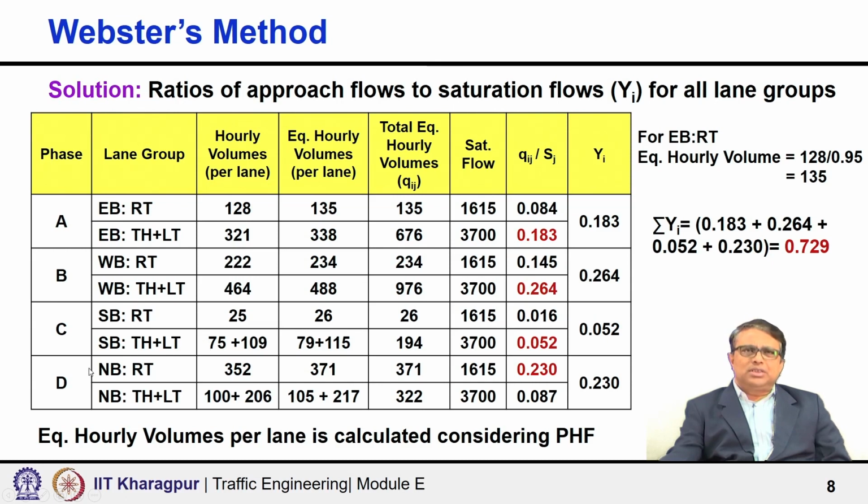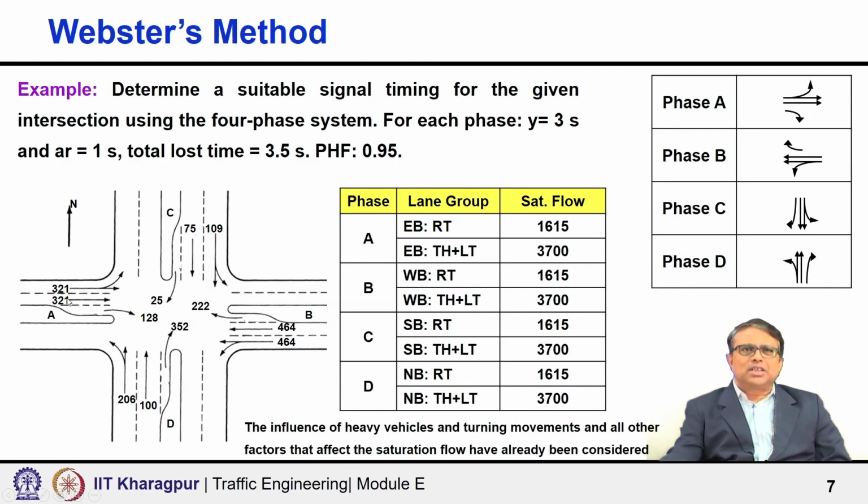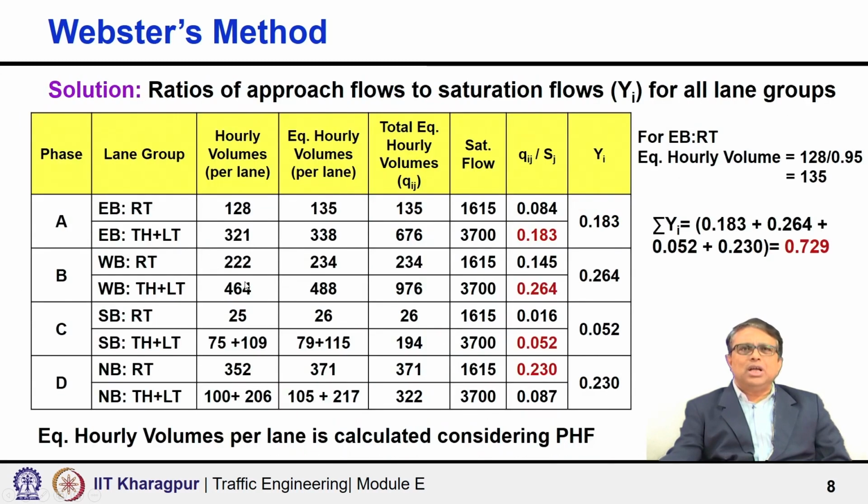Here in phase C, through and left, the values are not the same. In this case 321 and 321 were both 321, but for this movement the values are different. 75 is straight and 109 is straight and left. So, we add them together, and say this is not the volume per lane truly, but the volumes in 2 lanes. I should not use the plus sign here.